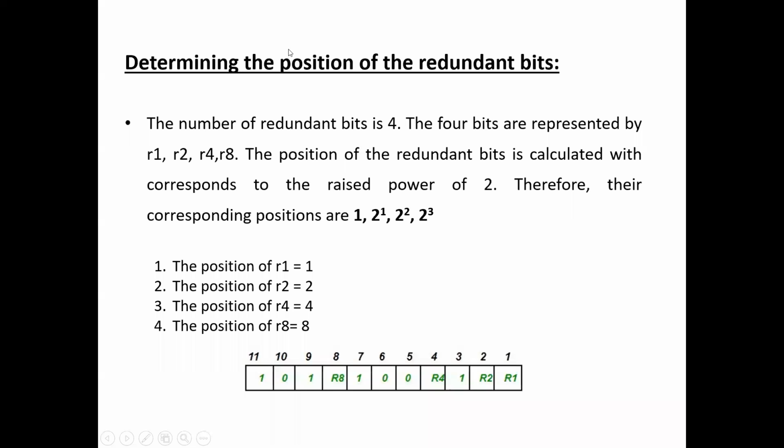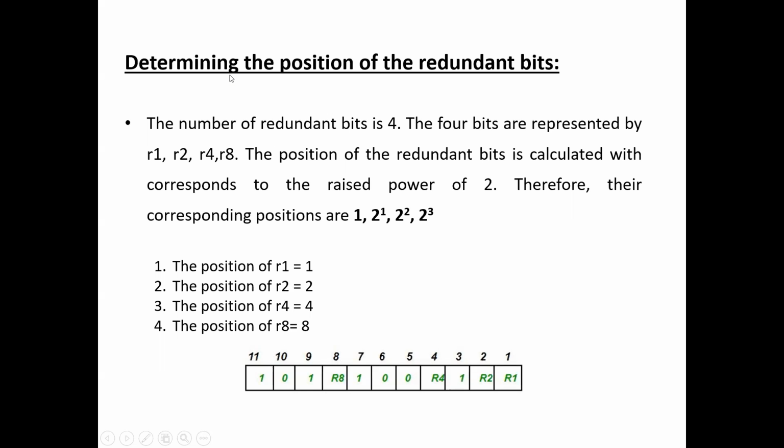And next, determining the position of redundant bits. See here, 1 to 11. There are already 7 bits, so out of 11 bits, 7 bits are data bits. Now we have to calculate the remaining redundant bits R1, R2, R4, R8.